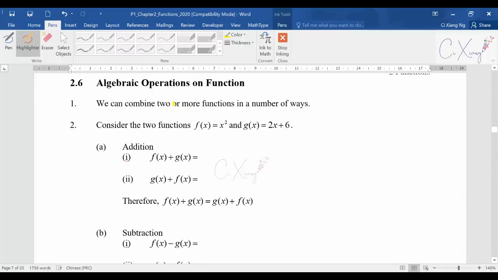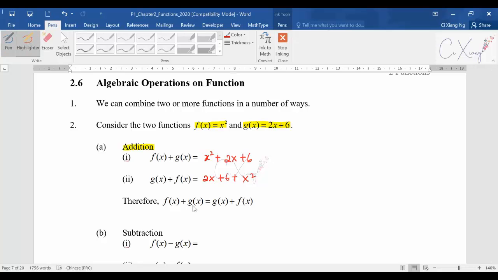So we can actually combine two or more functions in a number of ways. As an example, you can add the functions together. We take the example f(x) = x squared, g(x) = 2x + 6. If you do f(x) + g(x), what do you get? You have x squared + 2x + 6. If you take g + f, what you have is 2x + 6 + x squared. If you compare these two answers, you'll find that they are actually the same.